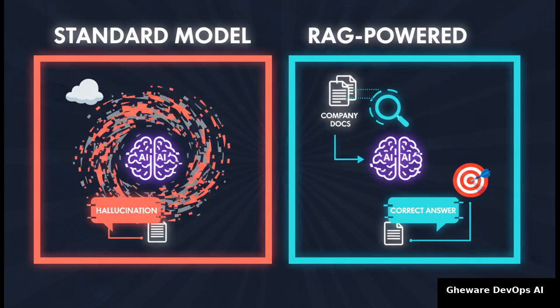And this slide just nails the difference. A standard model is pulling from its massive generic training data. It might be right, or it might just completely make something up. That's what we call a hallucination. A RAG-powered model, it's the total opposite. First, it searches your documents, finds the right paragraphs, and only then does it generate an answer based exclusively on that content. It's grounded in your truth.